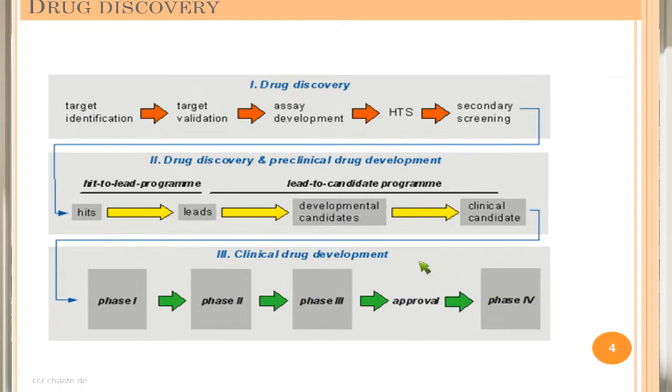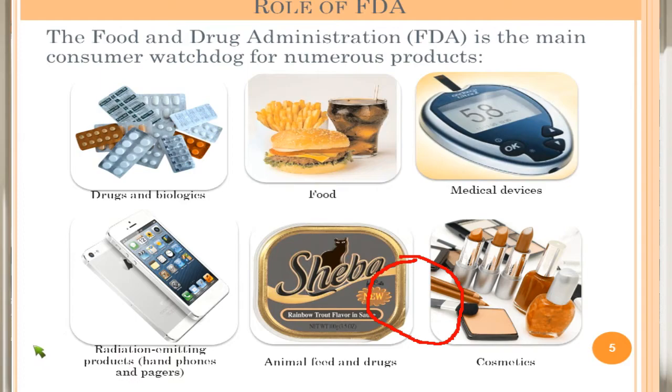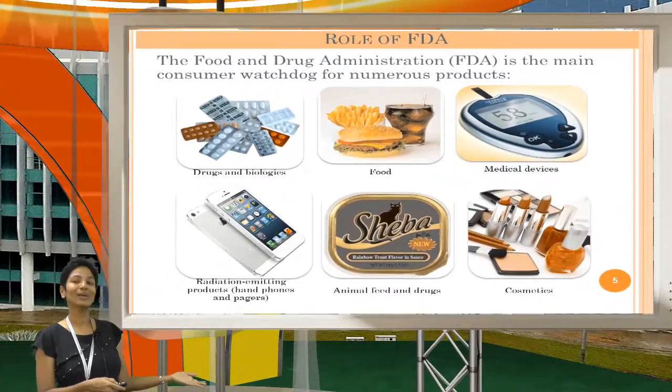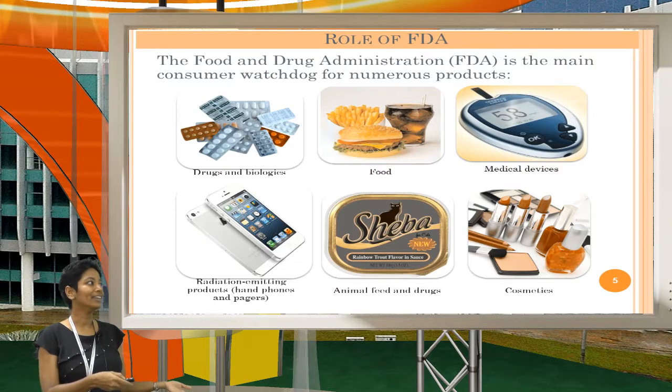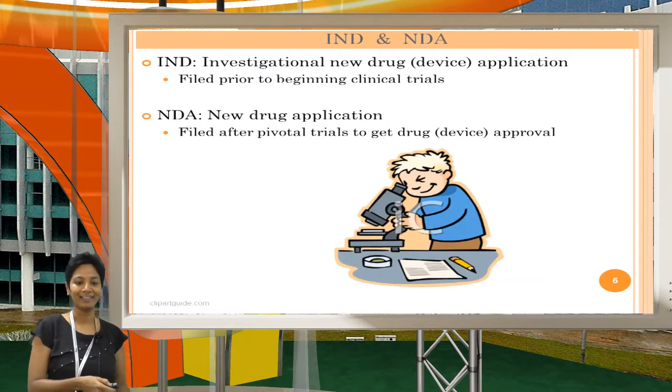So which means that in this approval, we have somebody who plays a very important, big role. Who is that? FDA. So what's FDA? Food and Drug Administration. This is the consumer watchdog for numerous products. You know this: drugs and biologicals, the food, medical devices. You all know this definitely. And look at this, with my name on it as well. What's that? The animal feed and the drugs as well. And finally the cosmetics, all the things that we love.